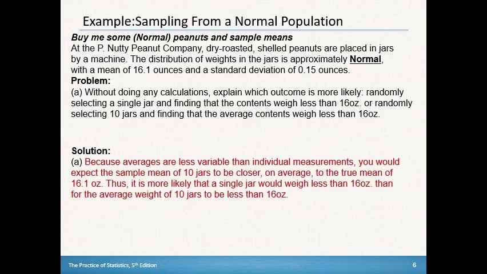All right, well, it makes sense. I think intuitively it's easier to find one jar that is less than 16 ounces than finding 10 jars with an average weight that's less than 16 ounces. And we'll see in working through the next couple of parts of this example that this is true just by looking at our probability calculations.